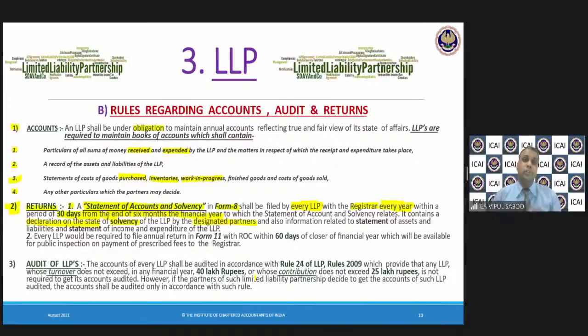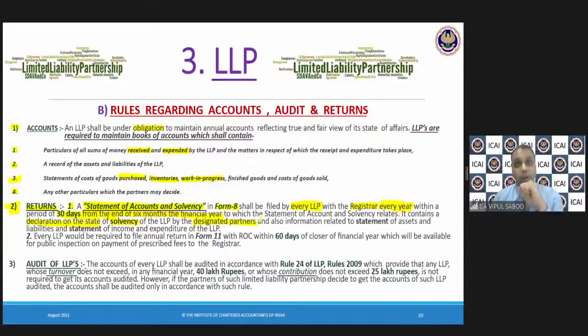And whose duty is it? A person or the partner? Okay, I'll come to that. So it shall be filed by every LLP every year within a period of 30 days from the end of 6 months of the financial year to which the statement of solvency relates. Okay. So no ordinary person will come to file it; it is the duty of the designated partner.